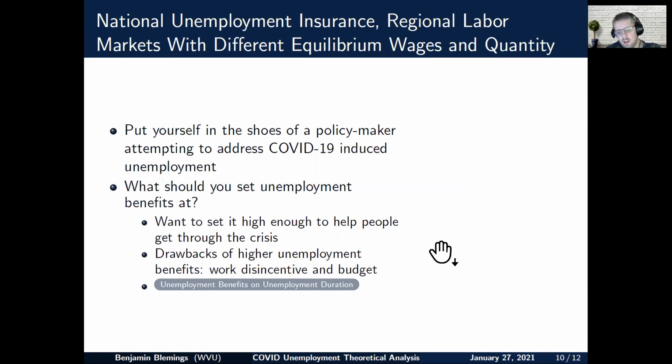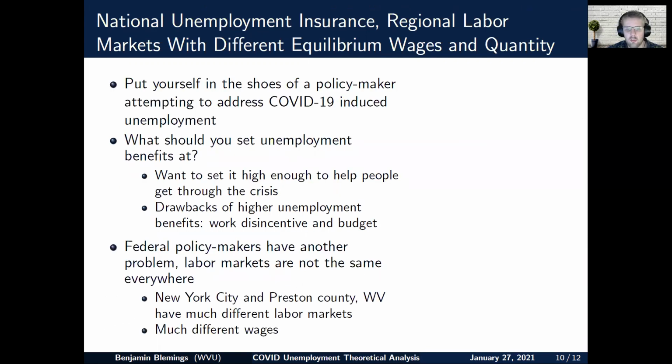But there's a lot of research on unemployment and unemployment duration, and I'm actually going to make this a discussion board for us to talk about some of the research that has actually been published on this and the trade-offs involved.